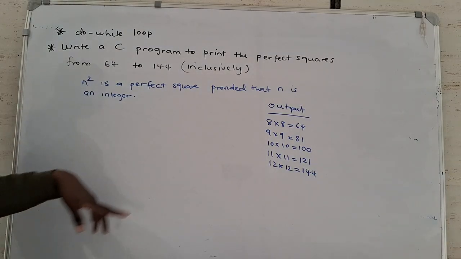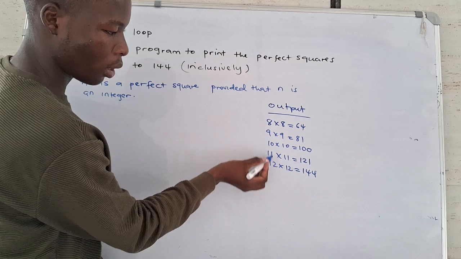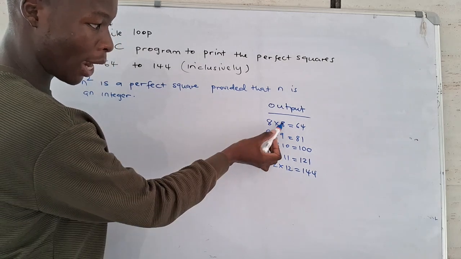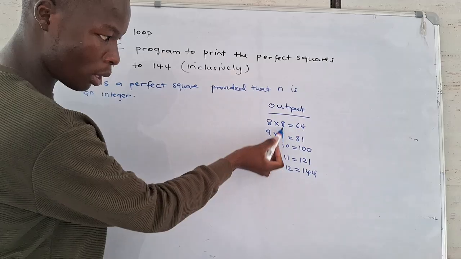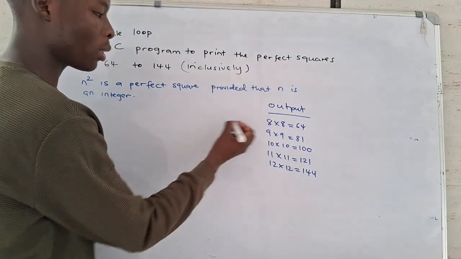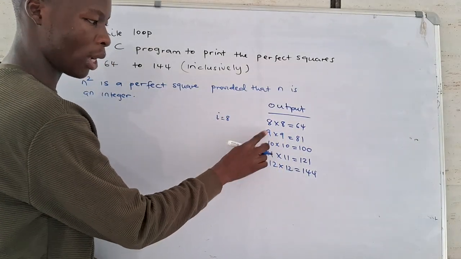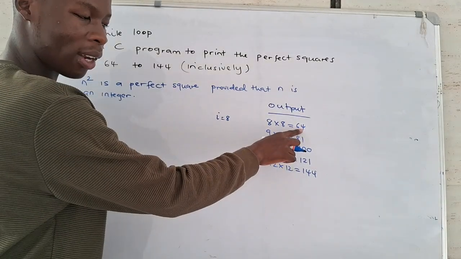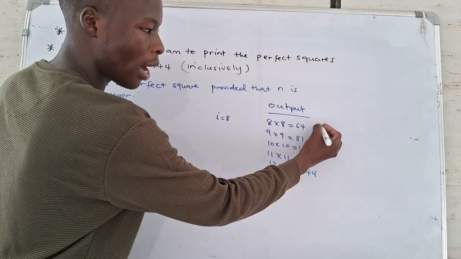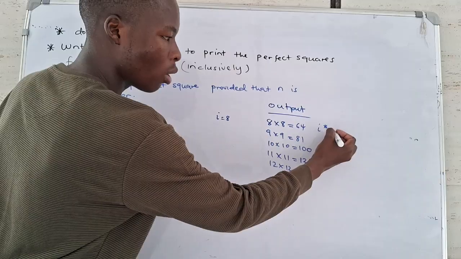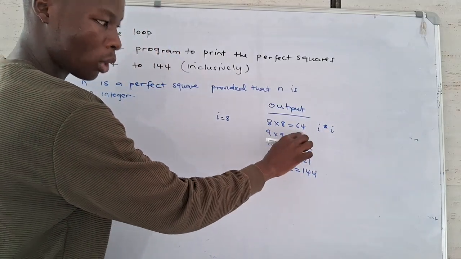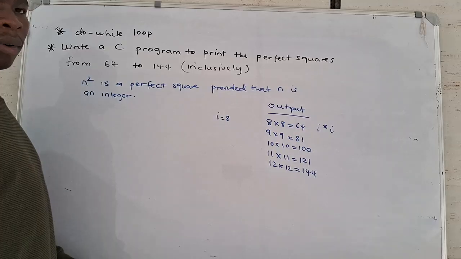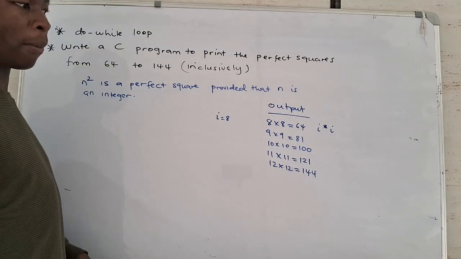If you check, this number is varying: 8, 9, 10, 11, 12. Again, the same number is being repeated here. So suppose I is equal to 8. How to get this value? I'm going to say I into I. This is very, very important.